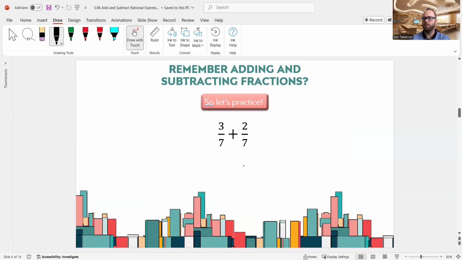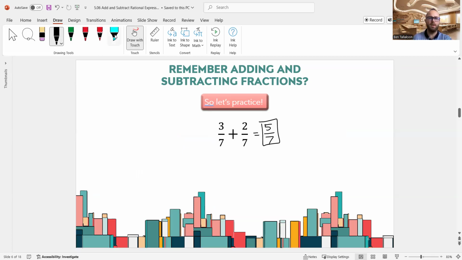Try it out. Do you know how to add these together? Well, here we have a common denominator, right? That makes our lives easier because once you have that common denominator, all you do is add the numerators together and you have your answer as long as it's fully simplified, which it is.